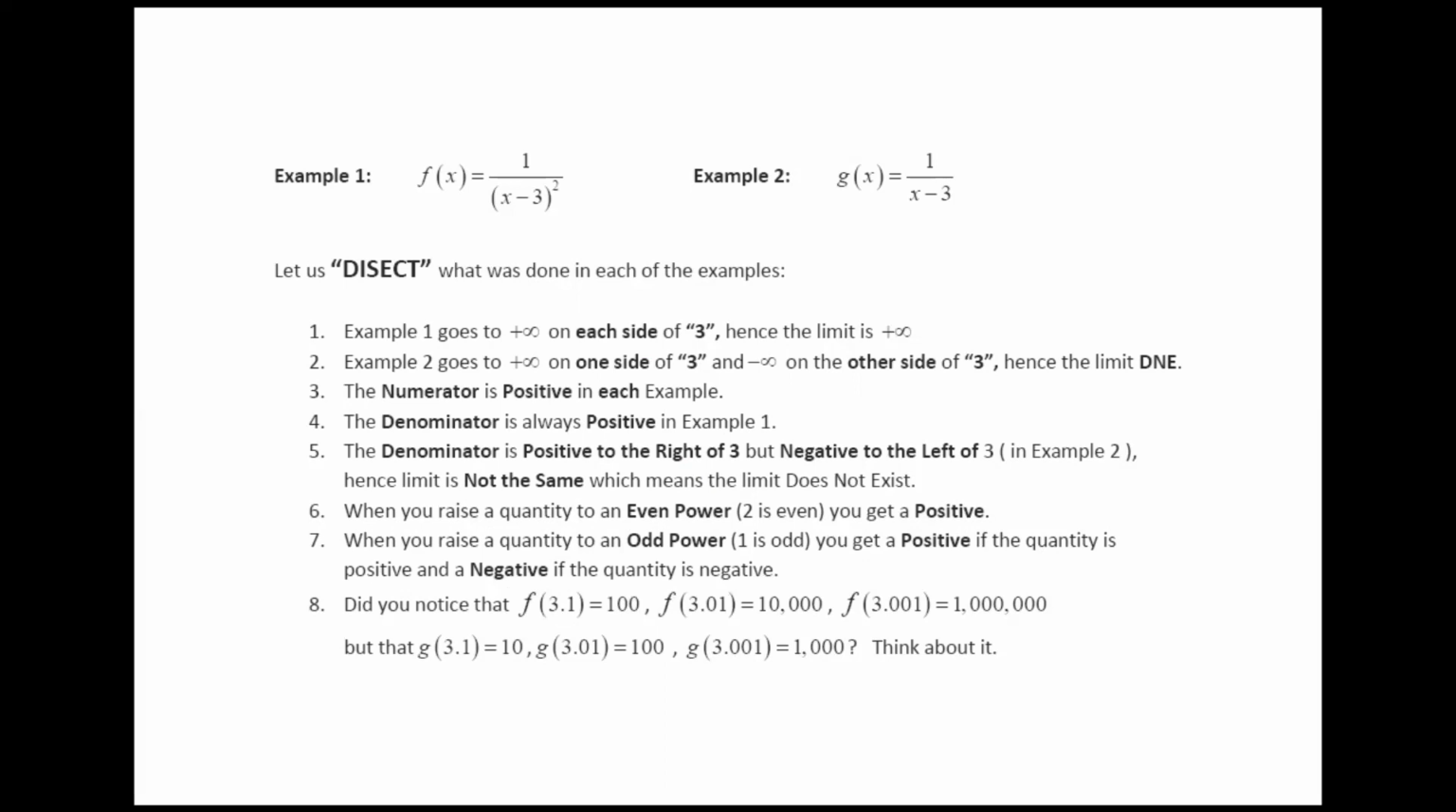I want to answer one question that you may have. It's not germane to what we're doing here, but you may be noticing, did you notice that this function went up very quickly? 100, 10,000, 1 million. This one, however, when we put in a number to the right of 3, we got 10, 100, and 1,000. Now, why is that happening? Well, when you raise a number to a power, if the number is bigger than 1, the answer is larger than the original.